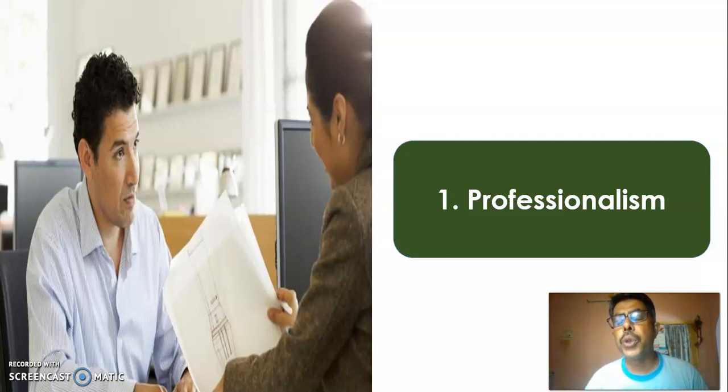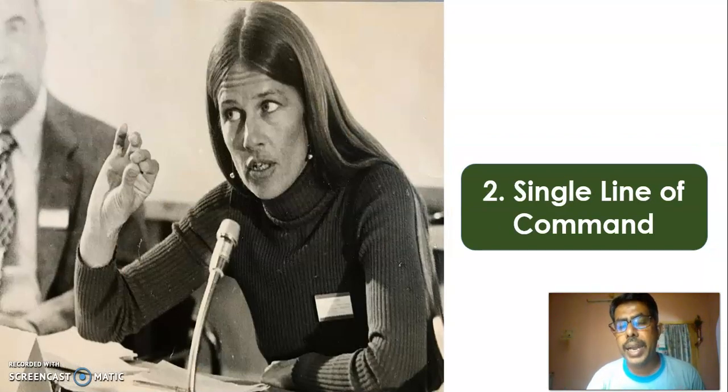So a huge recruitment happened and agriculture graduates were recruited, the Department of Agriculture was strengthened, and they were deputed throughout the state. Professionalism is the first feature of the training and visit system. And the second is the single line of command.